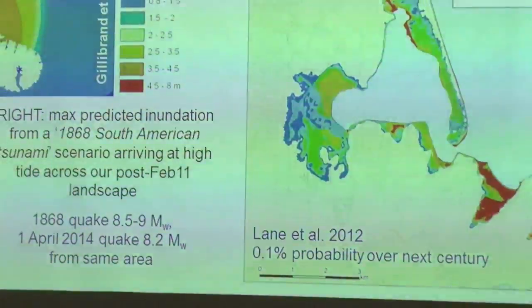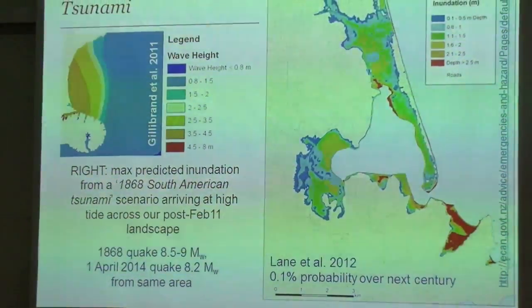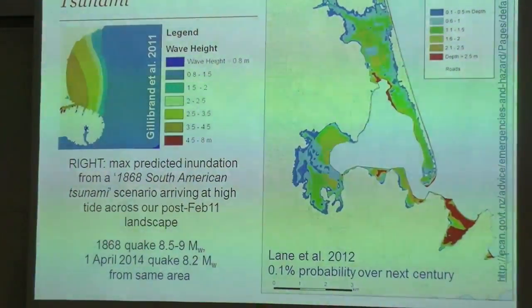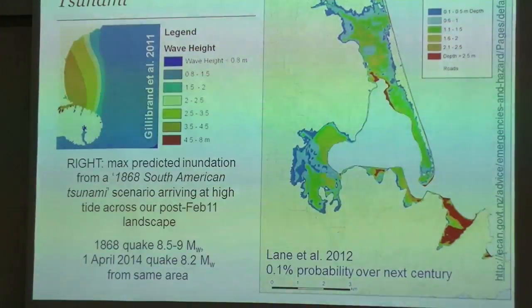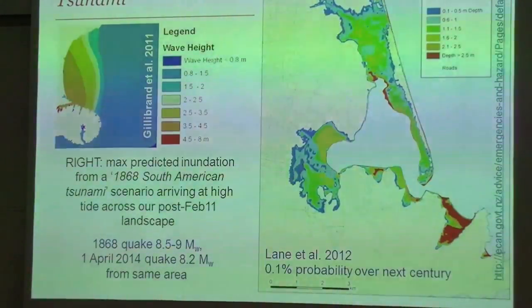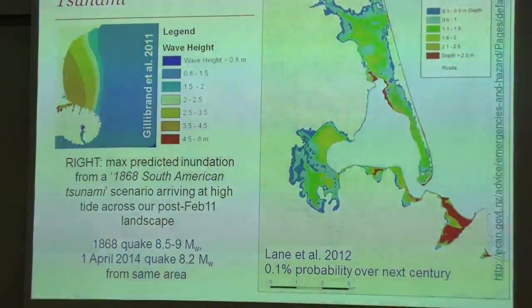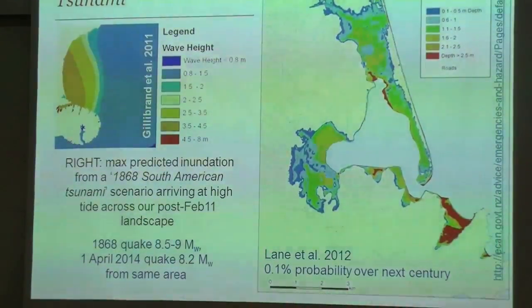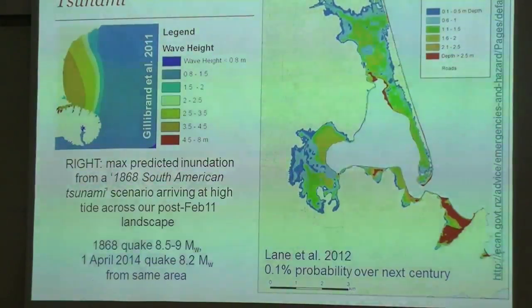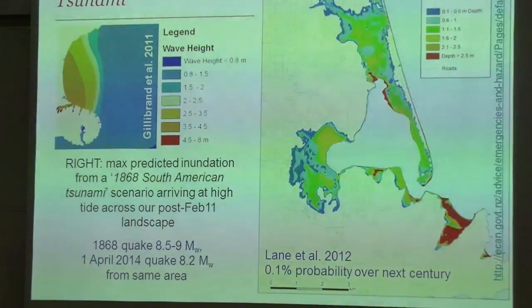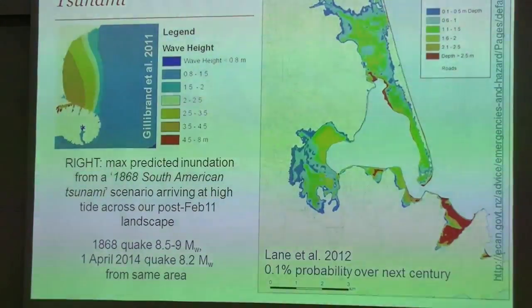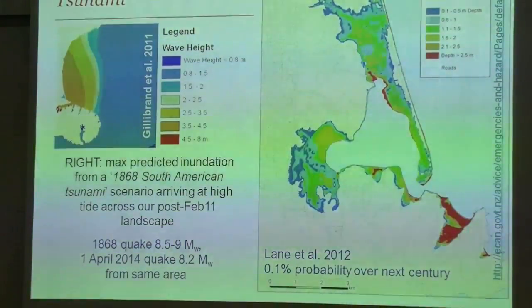NIWA's done some modelling to look at what happens in Christchurch with a tsunami scenario, that is a tsunami coming from South America, and they've used the 1868, which was quite a big earthquake in South America, produced a reasonably large tsunami. They've taken the largest wave from that tsunami and said, what if that was to arrive in Christchurch at high tide?